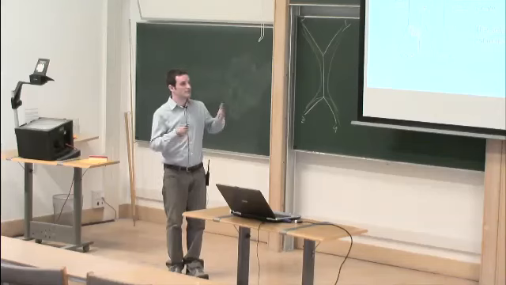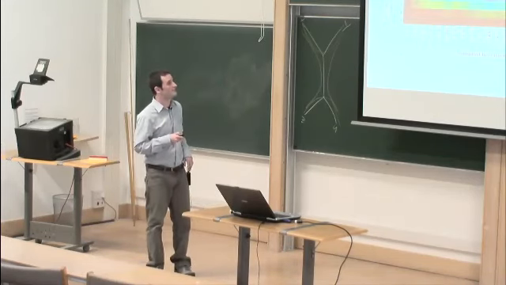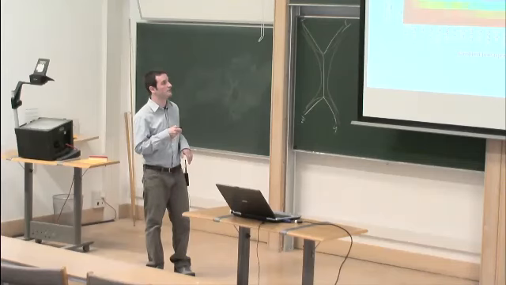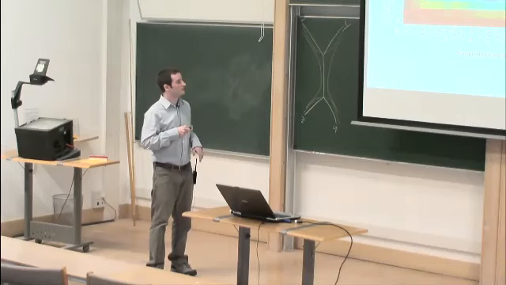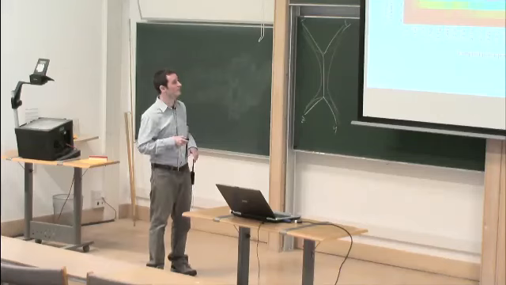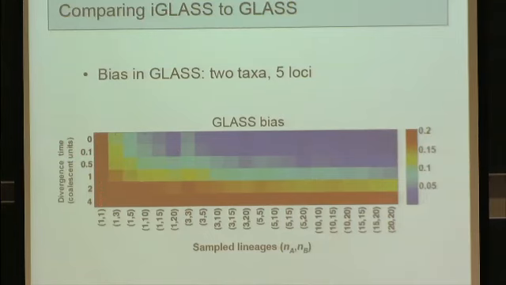To see how well this actually works in practice, we can first look at the bias in the glass method itself. Here I'm showing bias in the glass method for estimating the divergence time between two taxa using 5 loci. On the y-axis, we have divergence time increasing from 0 to 4. On the x-axis, we have increasing numbers of lineages sampled from the two taxa. For one lineage sampled per taxon, the bias in the glass method is constant at 0.2 for all divergence times, because we're just taking the minimum over 5 exponentially distributed random variables with mean 1. For low divergence times, increasing the number of lineages decreases the bias.